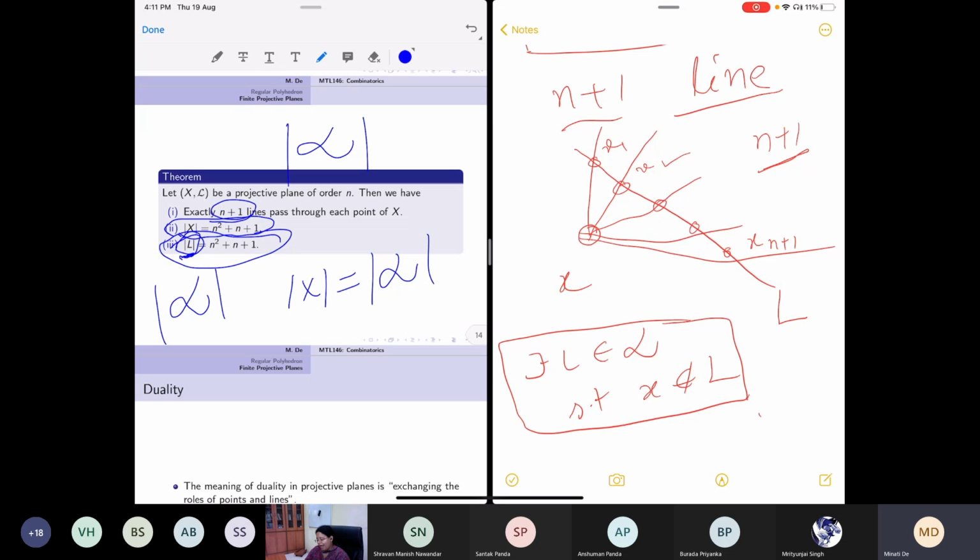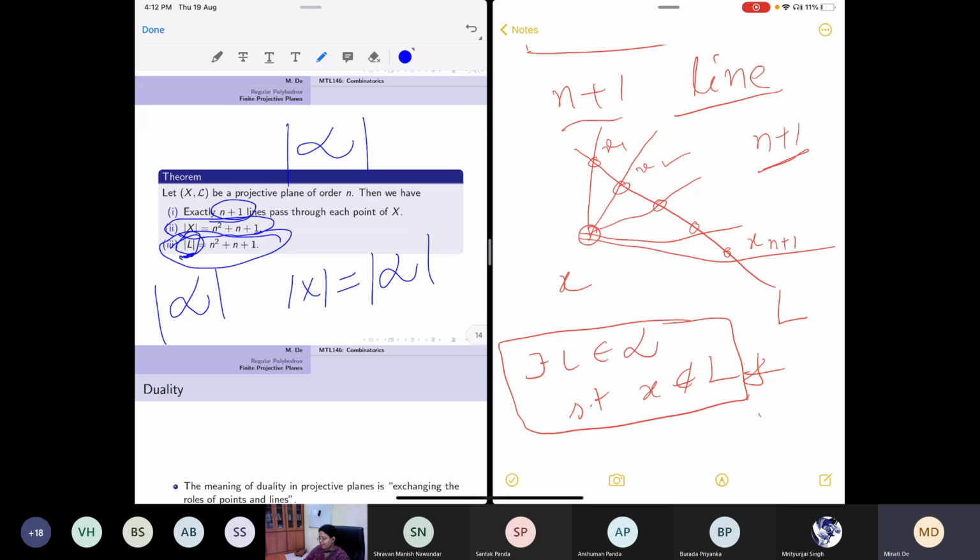Now, why is this at most? Can you tell me? So you can see that there are n plus 1 lines, right? If this assumption is true, if we can prove that there exists one line which doesn't pass through x, then this is very straightforward. So I assume this. With this assumption, you can readily see that n plus 1 lines are there which are passing through this. Now the question is, why are all the lines passing through x actually of this type?